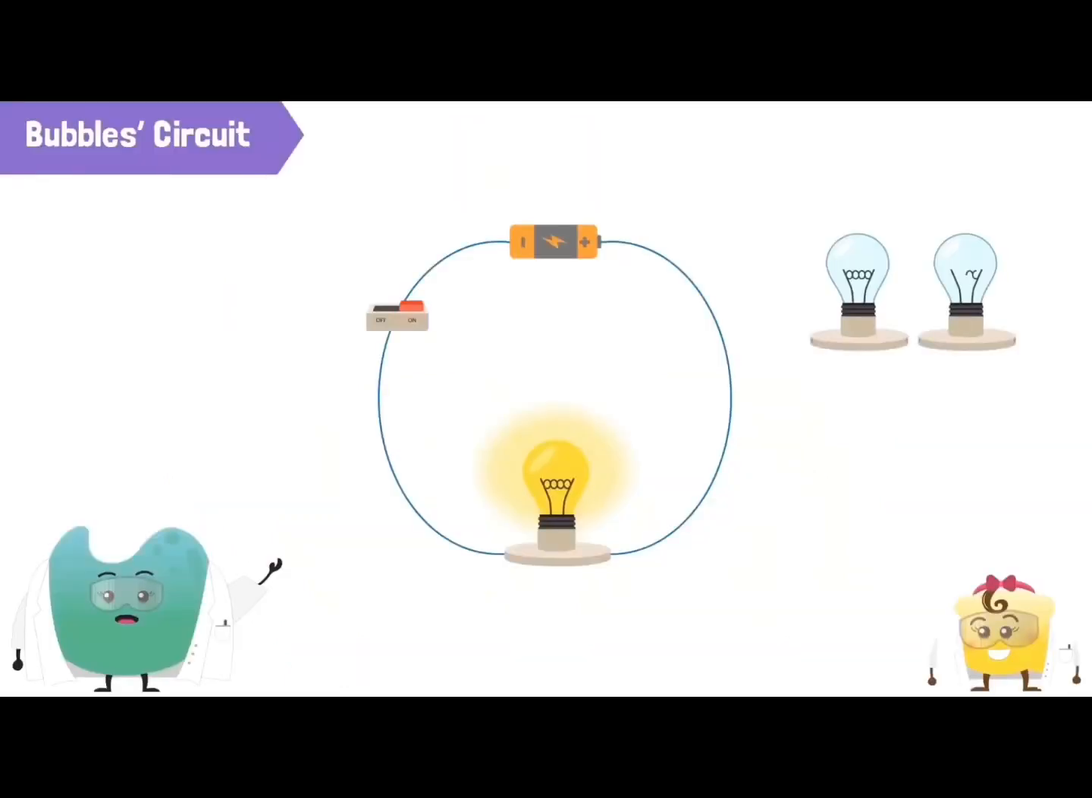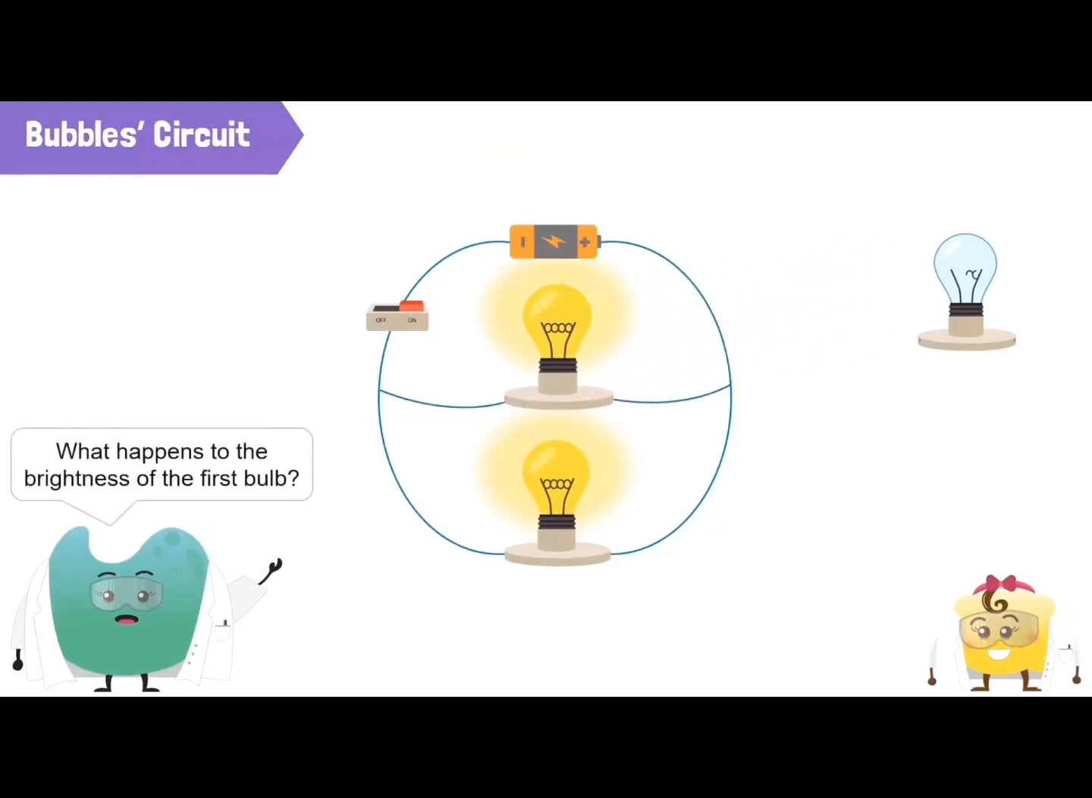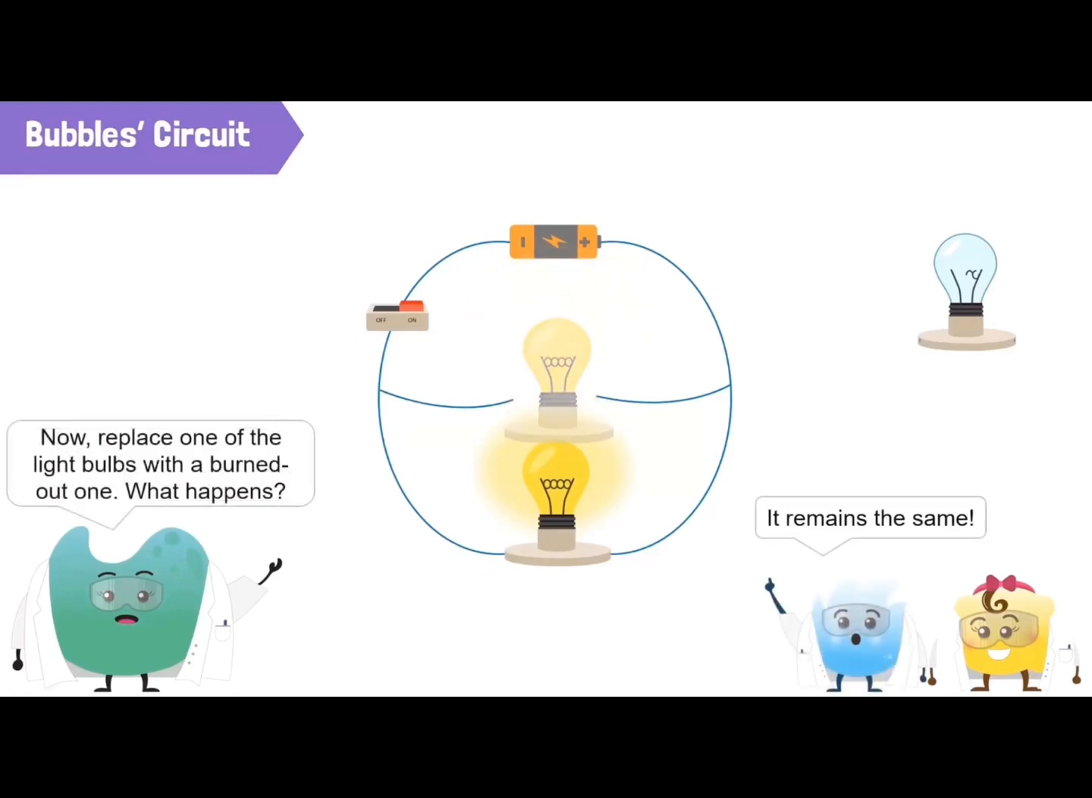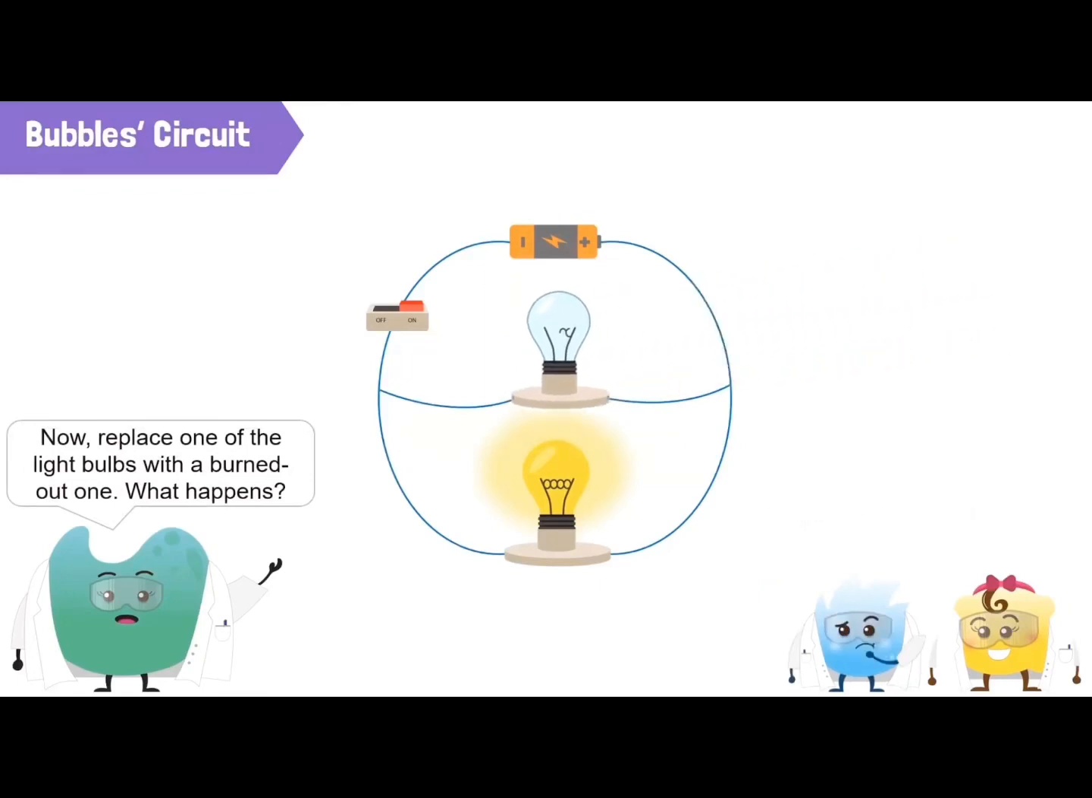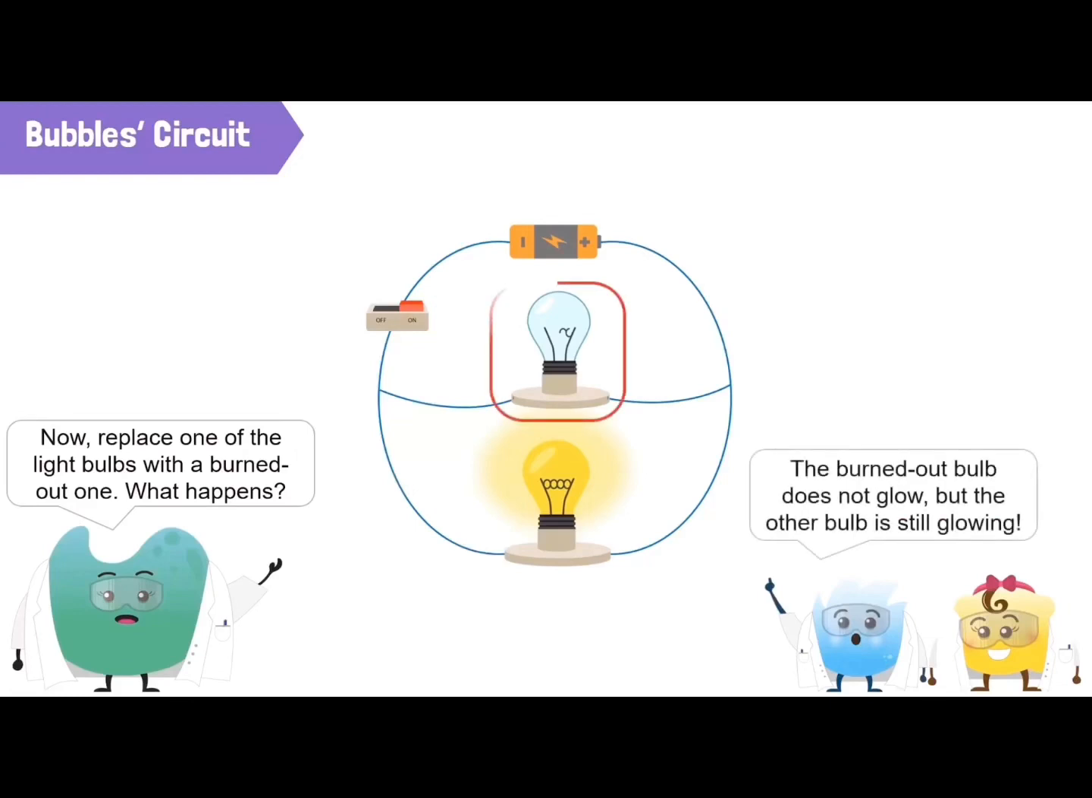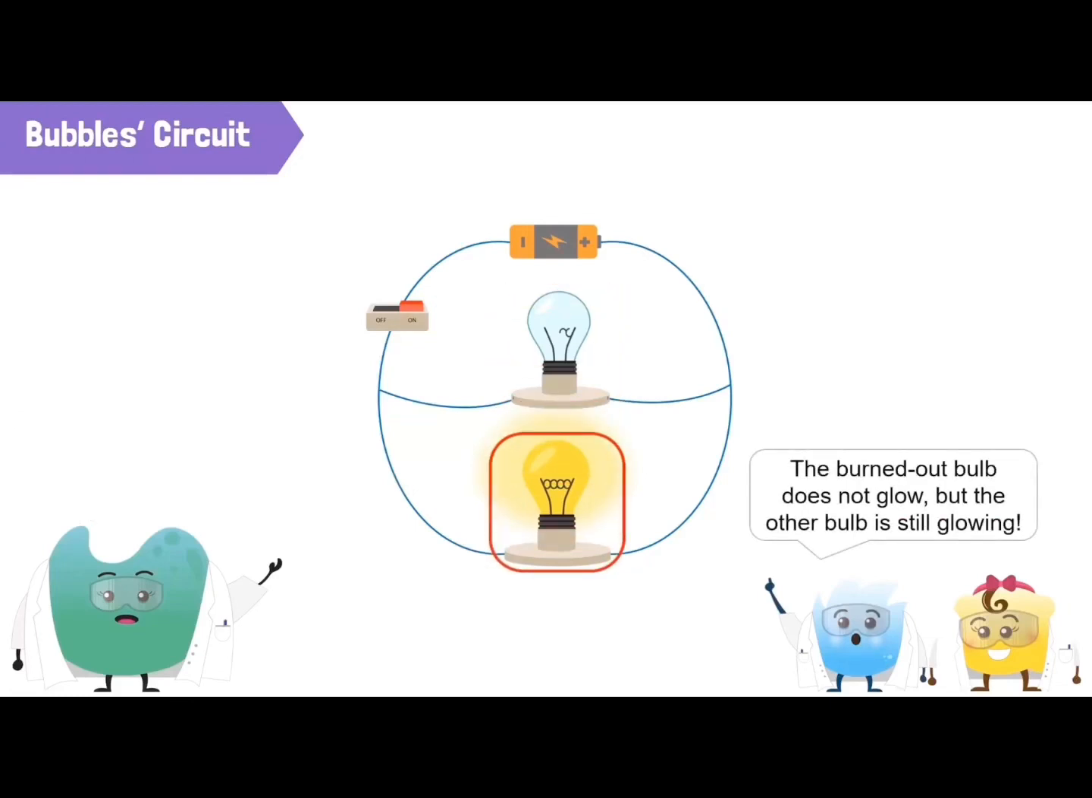Now let's try Bubbles' suggestion. We'll add another bulb above the first one. What happens to the brightness of the first bulb? It remains the same this way. Correct. Now replace one of the light bulbs with a burned out one. What happens? The burnt out bulb does not glow, but the other bulb is still glowing. It is not affected. Excellent observation.